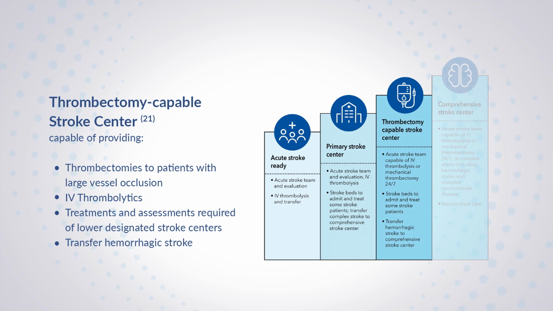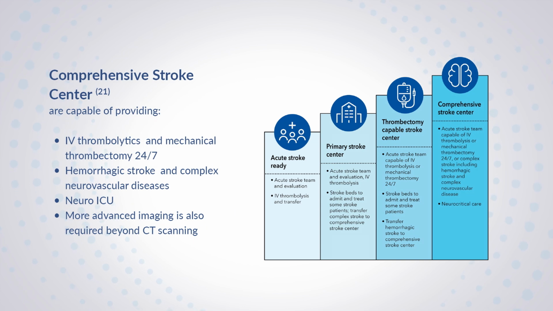Thrombectomy-capable stroke centers are what they sound like: stroke centers capable of providing thrombectomies to patients with large vessel occlusion, as well as the treatments and assessments required of lower designation stroke centers. A comprehensive stroke center is the highest level stroke designation that can be achieved. In addition to providing the same services and staff as the other 3, comprehensive stroke centers have staff that are trained in specialty areas such as vascular neurology, neurosurgery, and endovascular procedures that are required to be working or on call at any time. More advanced imaging is also required beyond CT scanning. These centers can handle more complicated stroke patients with LVOs and severe hemorrhage.